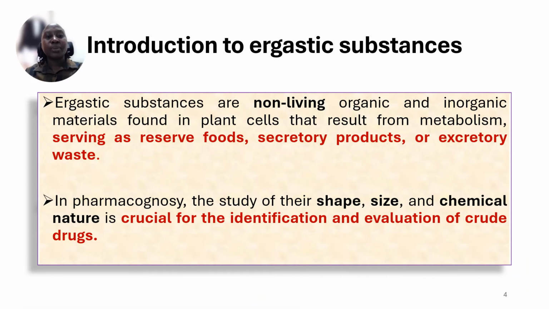Now, ergastic substances are non-living. So whenever you hear the term ergastic, what should come to your mind is non-living. They are non-living organic and inorganic materials found in plant cells that result from metabolism, serving as reserve foods, secretory products, or excretory waste. And we are going to categorize these into 3: reserve foods, secretory products, or excretory waste.